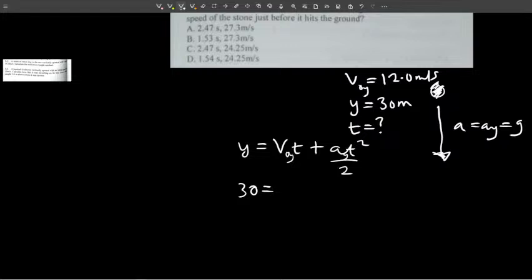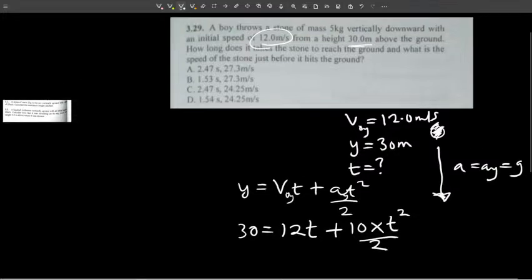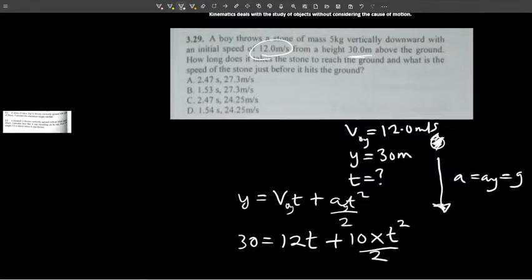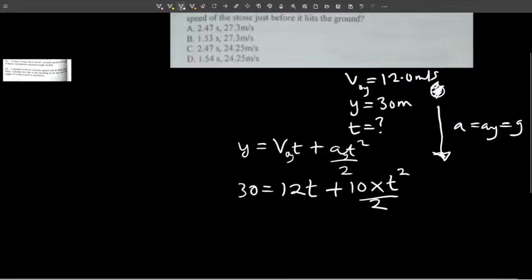So V naught y is 12. That gives me 12 times t. I'm looking for t. So 12t plus a y, which is g, 10 times t square over 2. Where is this leading us? Let's use a different formula that doesn't lead to a quadratic equation. I think this is the only one. Well, let's continue.